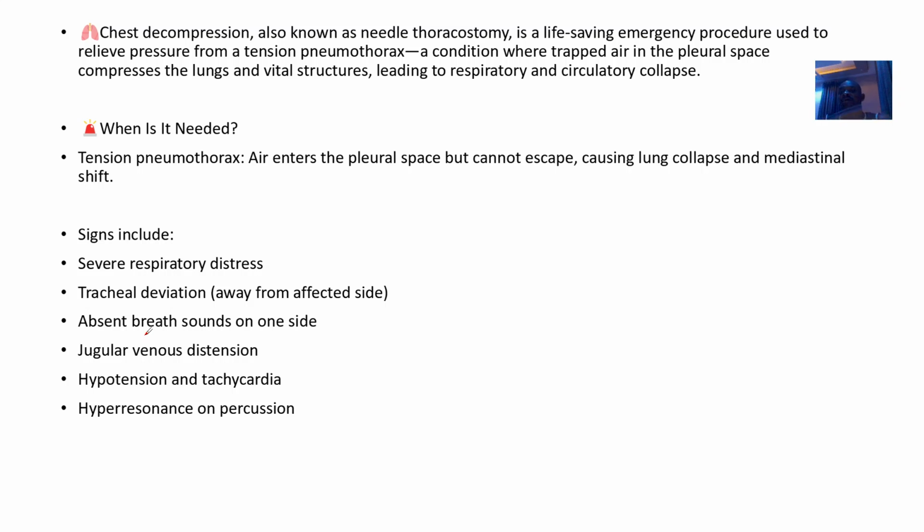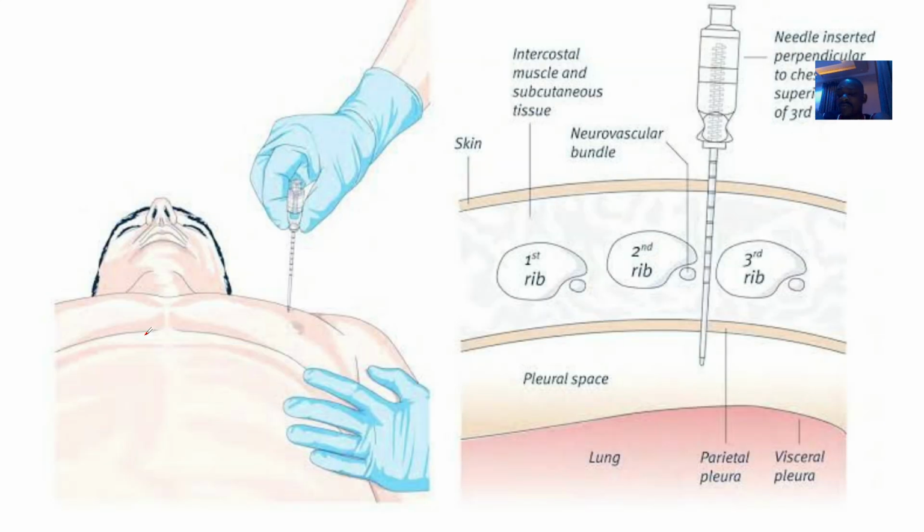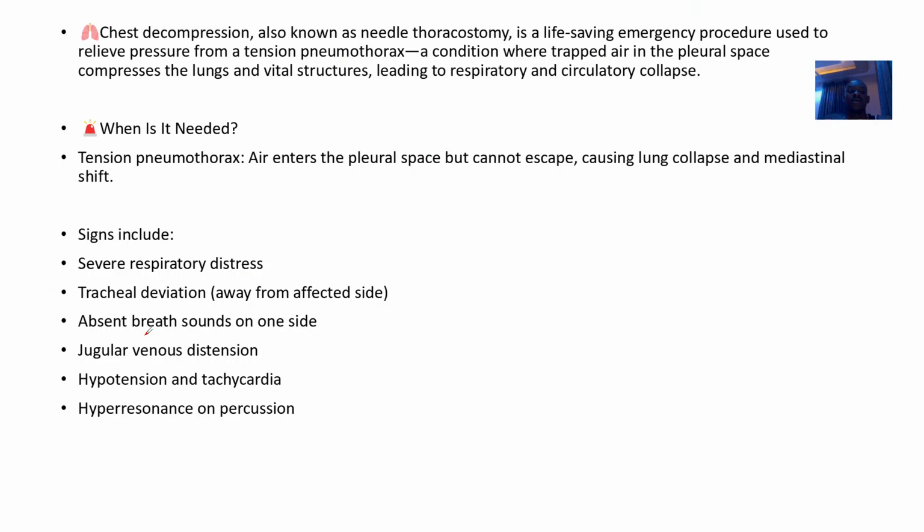Do you understand? So this is a condition where air is trapped in the pleural space. Well, it could also be any fluid like blood, but most commonly air. Do you understand? So when is it needed? When there's tension pneumothorax, so air is trapped in the pleural space. Just like I said, there could be fluid too. All right, chyle fluid, that's chylothorax, pneumothorax.